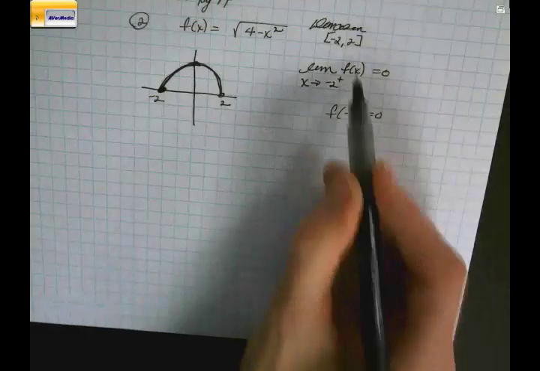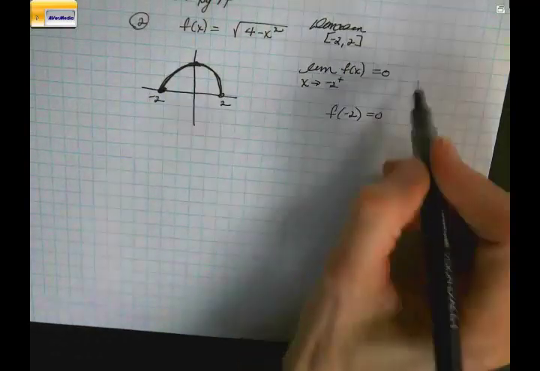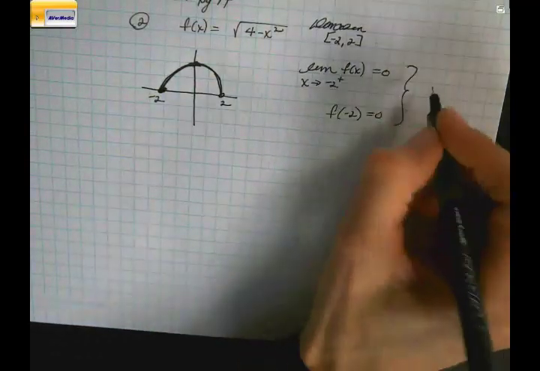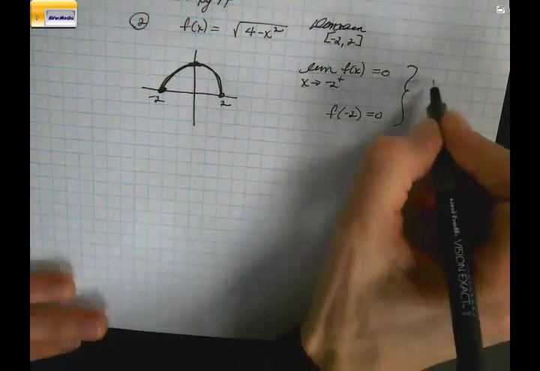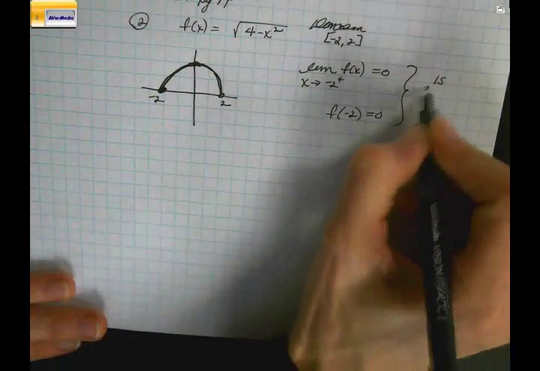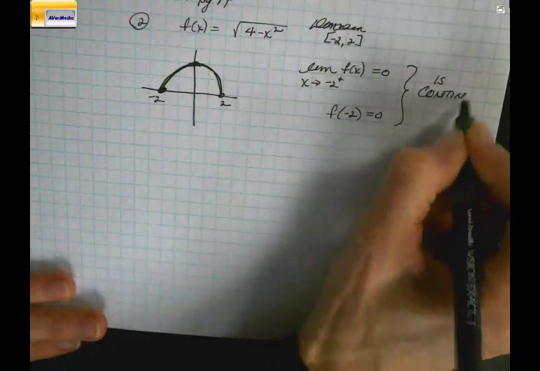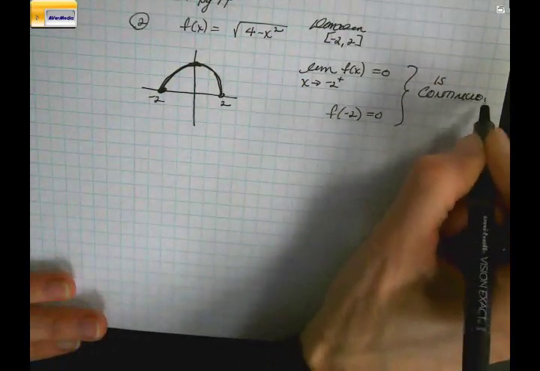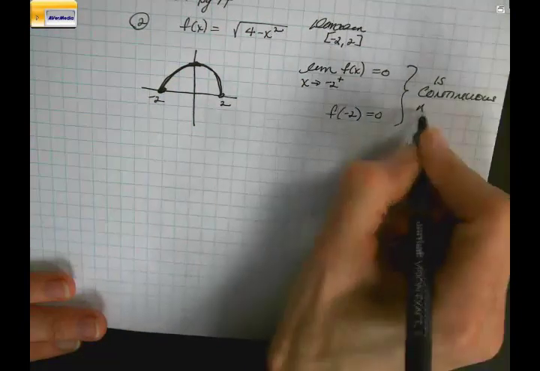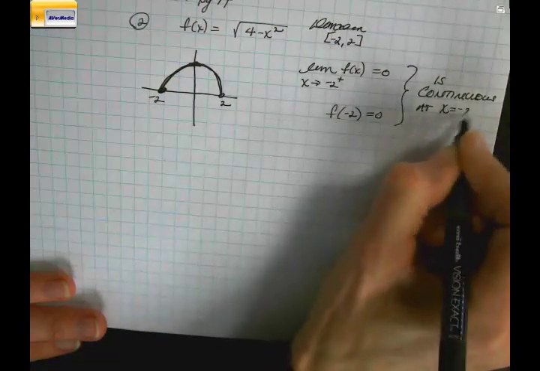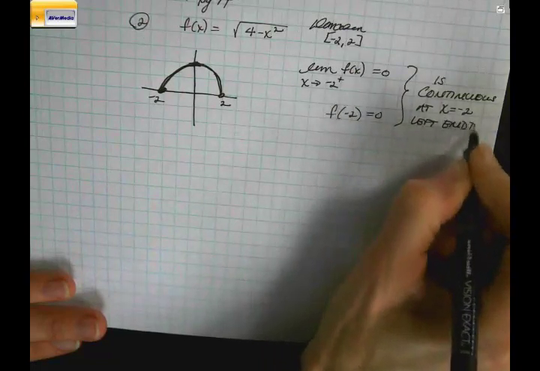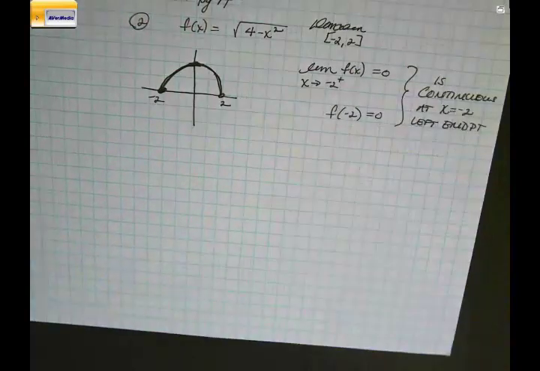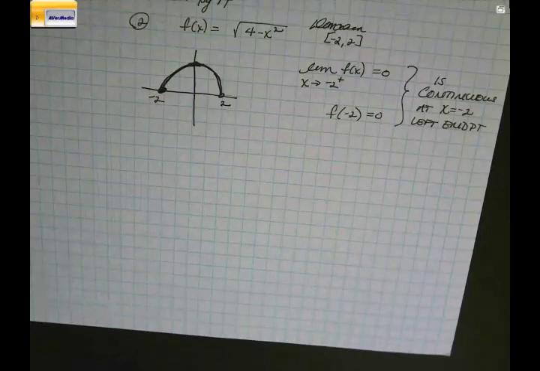So if these two are in agreement on an endpoint, then we can prove by the definition that this is continuous. So this function is continuous at the left endpoint. So when you're looking at the endpoints, you're really only calculating the one-sided limit at an endpoint.